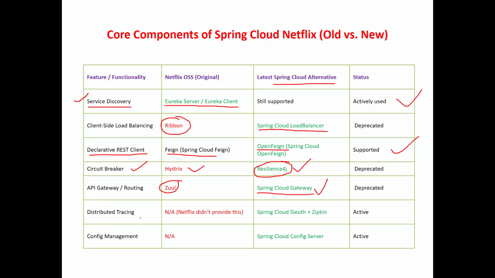And for distributed tracing, Netflix did not give anything. We have Spring Cloud Sleuth and Zipkin. Zipkin also we will never use in real time, and Sleuth is replaced by Micrometer Tracing. Let me change it now itself, just a minute.